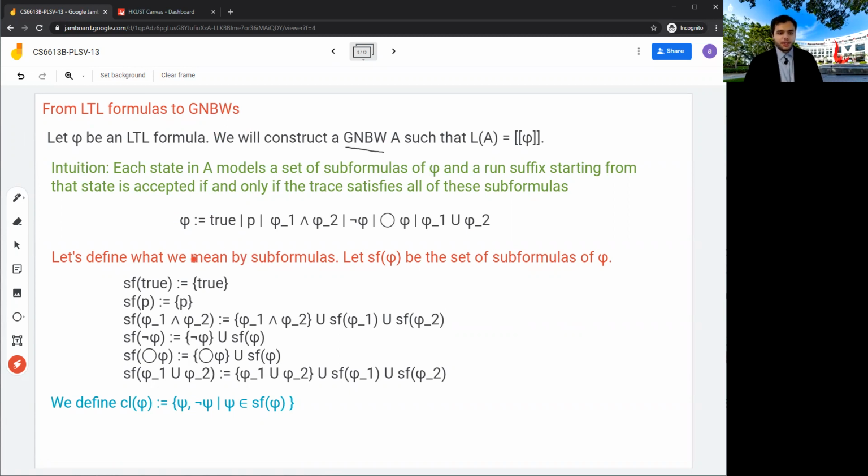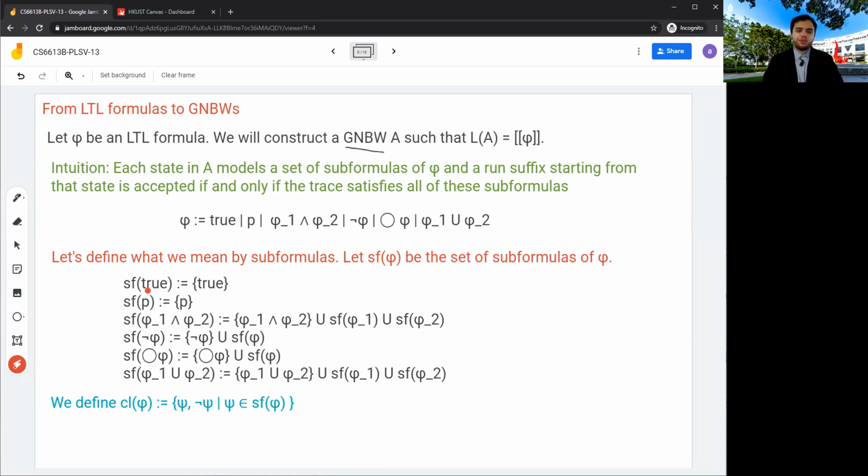Okay, so this was the LTL syntax. So we have true, we have atomic propositions, we have and, negation, next, and until. And we saw that everything else can be defined as syntactic sugar over this. So we just focus on formulas of this form. So let's first look at the subformulas of a given formula. If I have a formula phi, I define a set SF of phi, which is the set of subformulas of phi. And the definition is inductive and recursive.